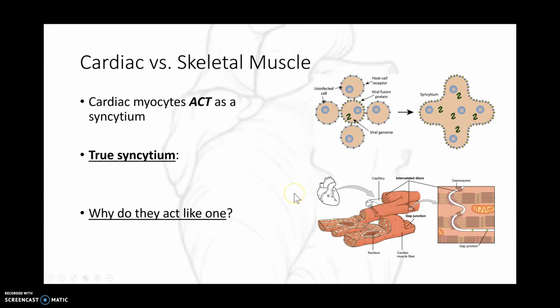So why do we say they act like a true syncytium? Because the speed at which the electrical signal runs through them is so fast and all at once, it's almost like they act as a true syncytium where one cell can freely flow in and out of the other cell. Like we talked about last lecture, we want these cardiac muscle cells to act as a unit.